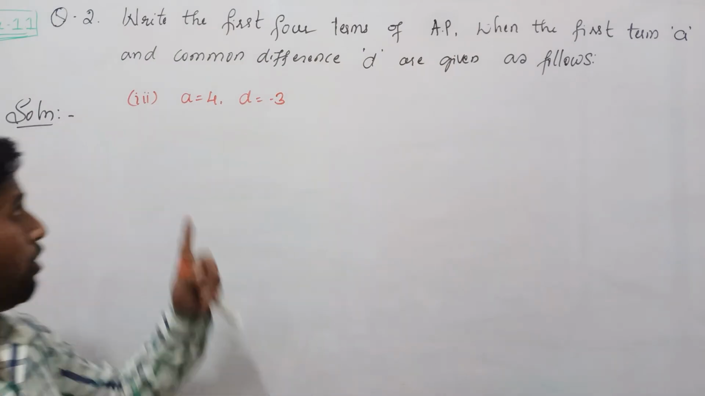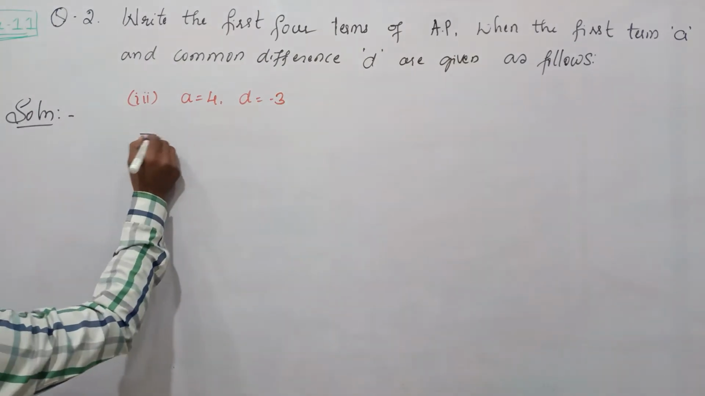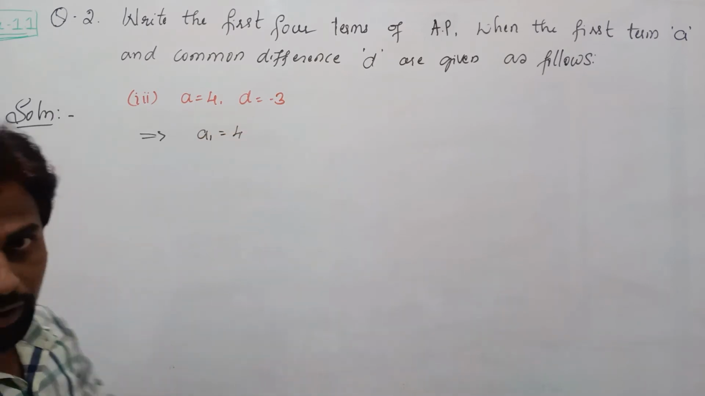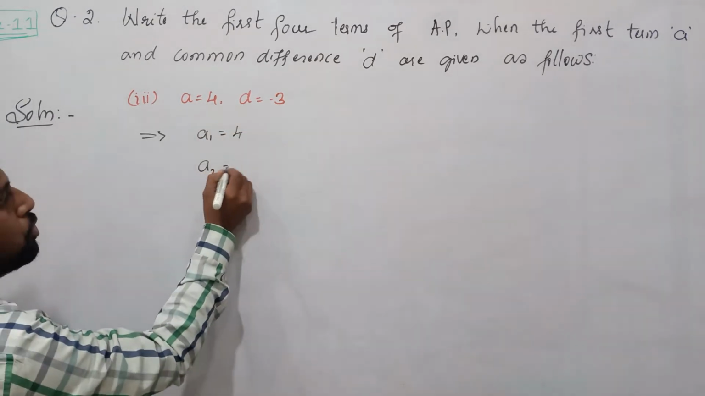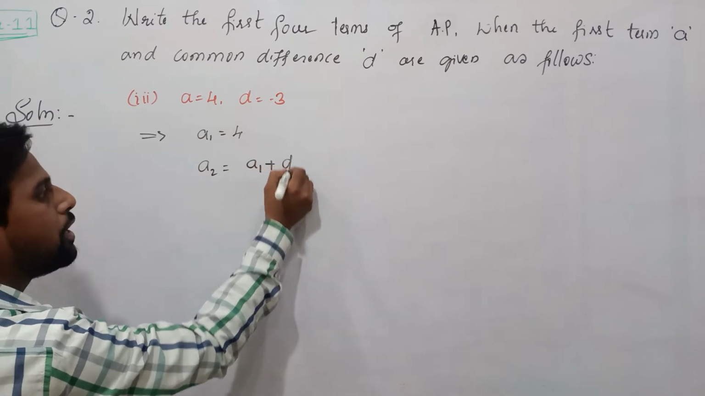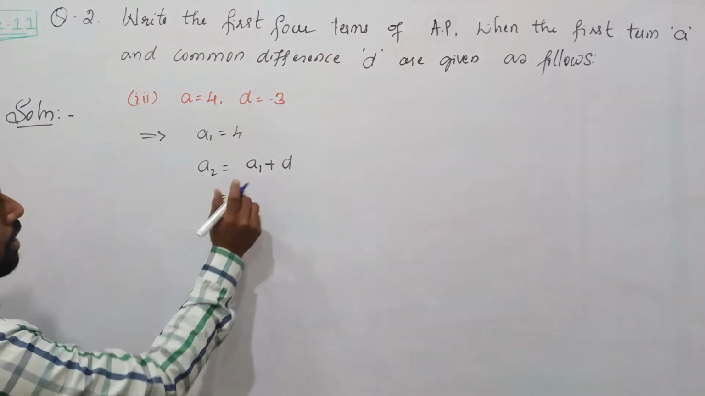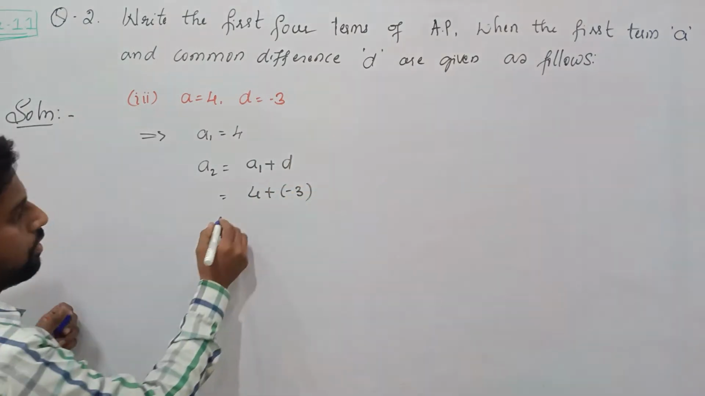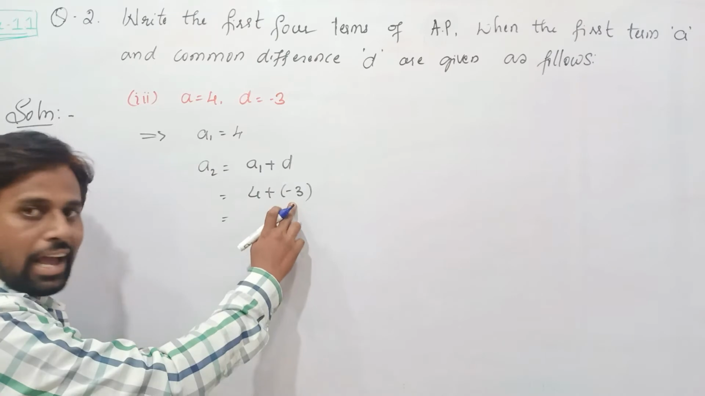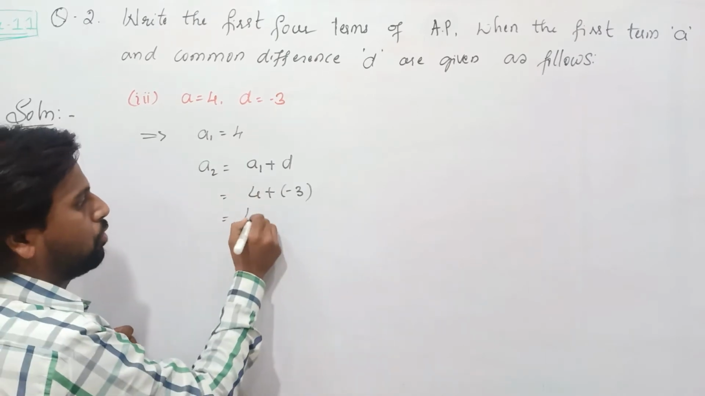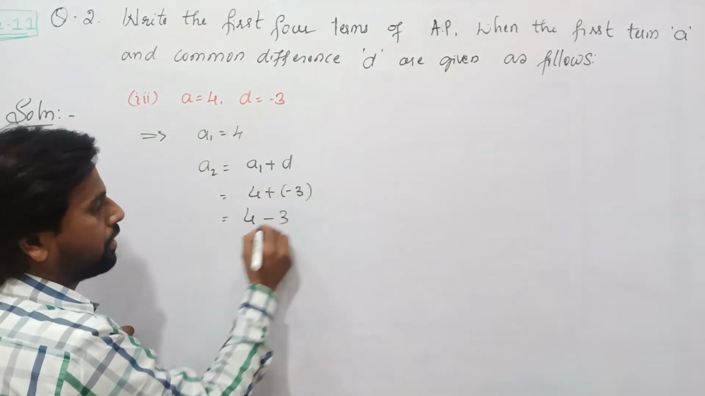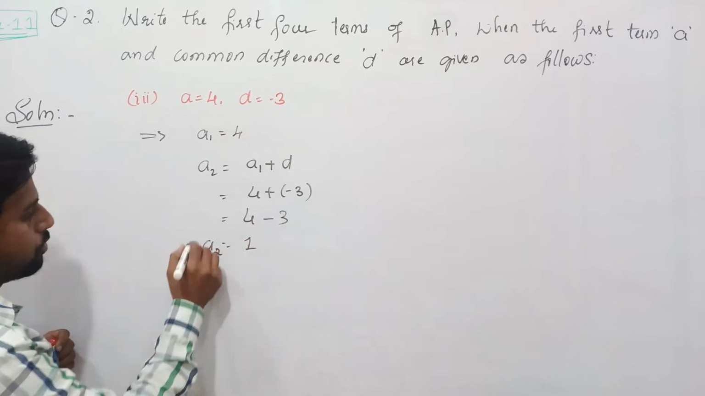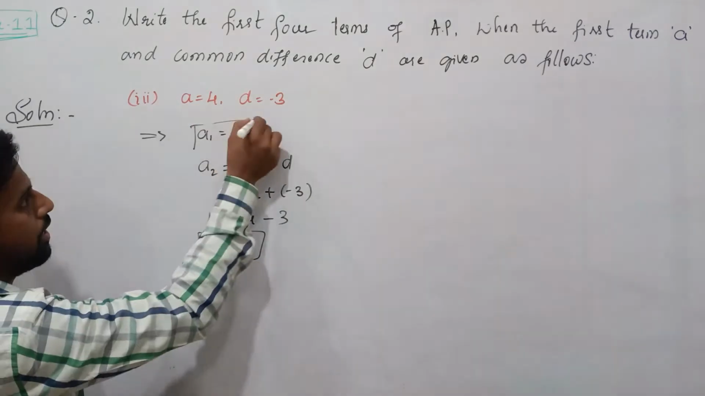Yes students, let's go for the third question. Again, in the same way, A1 is given as 4. If you want A2, you should always do A1 plus D. A1 is 4 plus D, which is minus 3. Whenever you get both signs at a time, you should write brackets compulsorily. So it is plus minus 3, that is 1. So A2 is 1. Write it in a box so that you can easily understand.